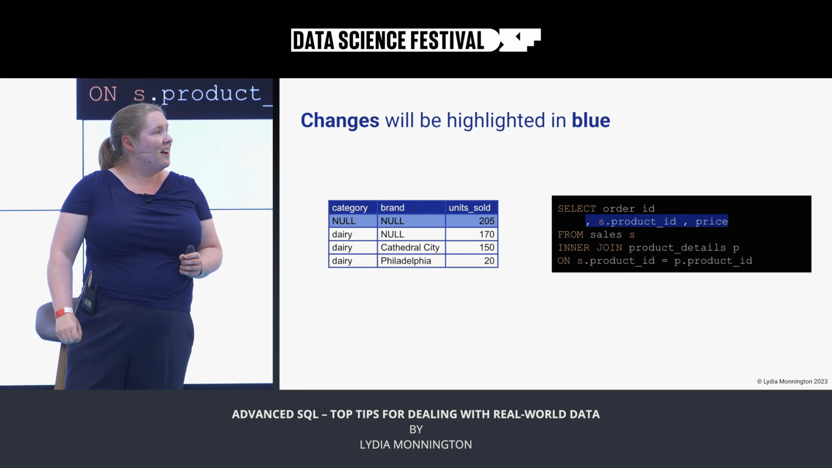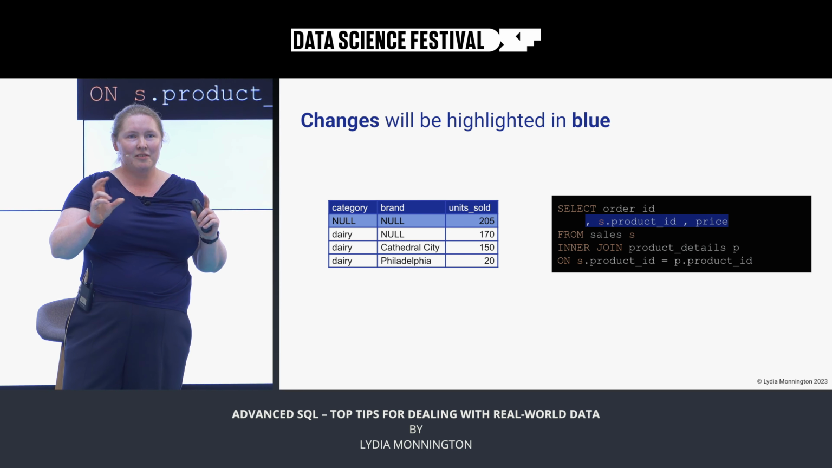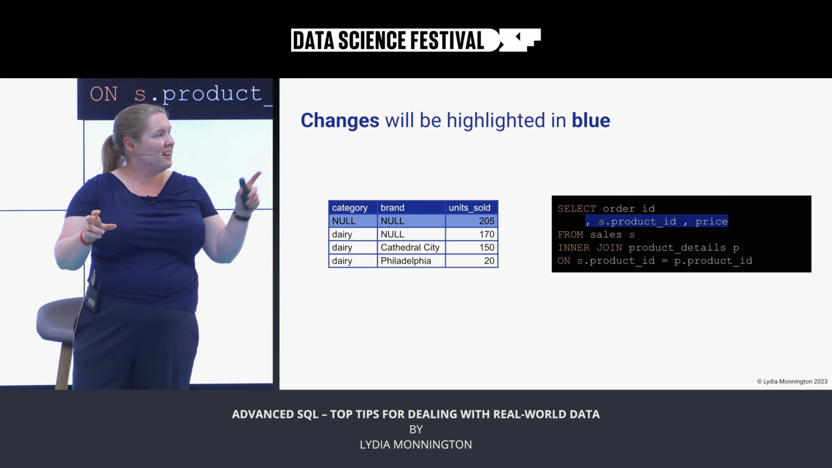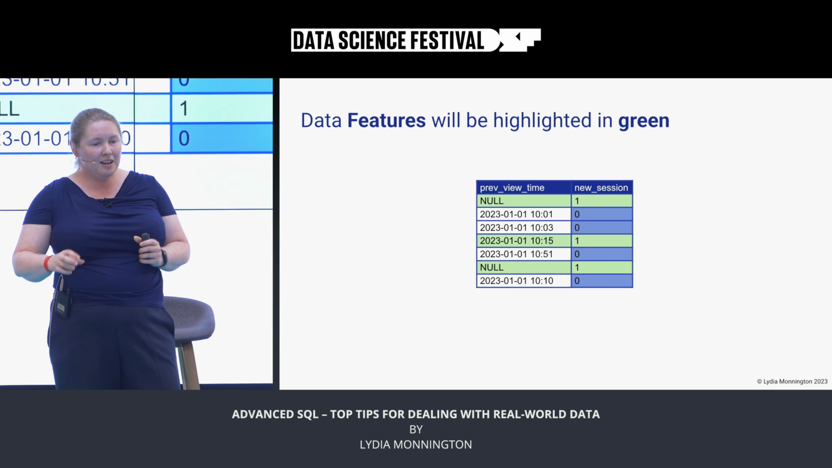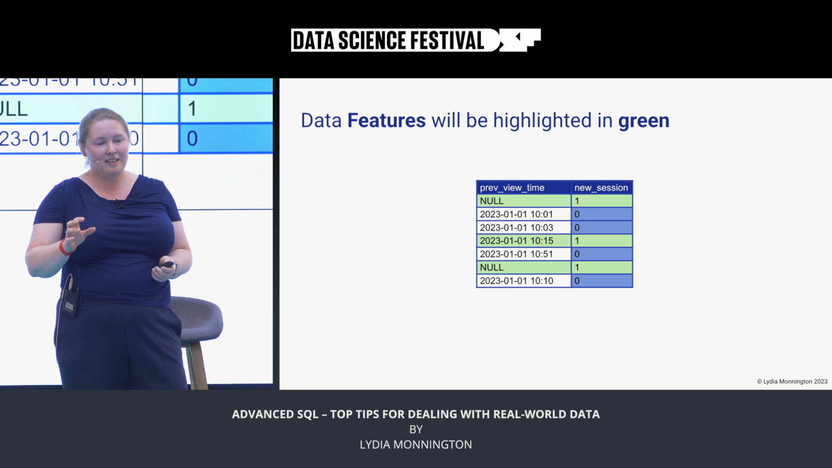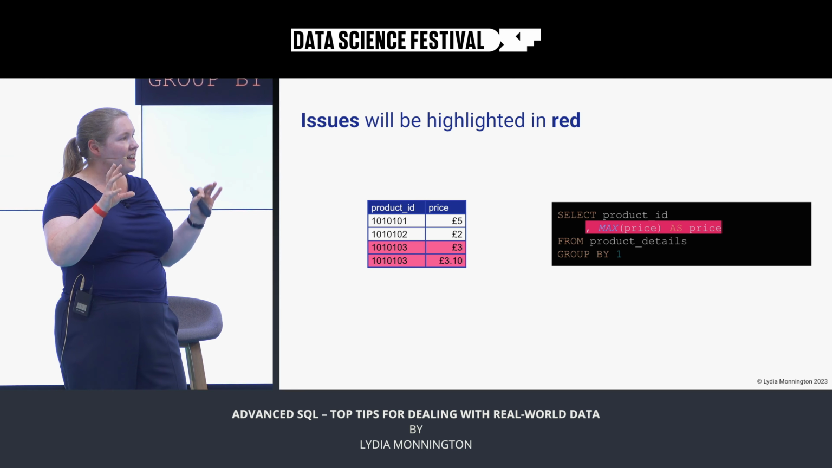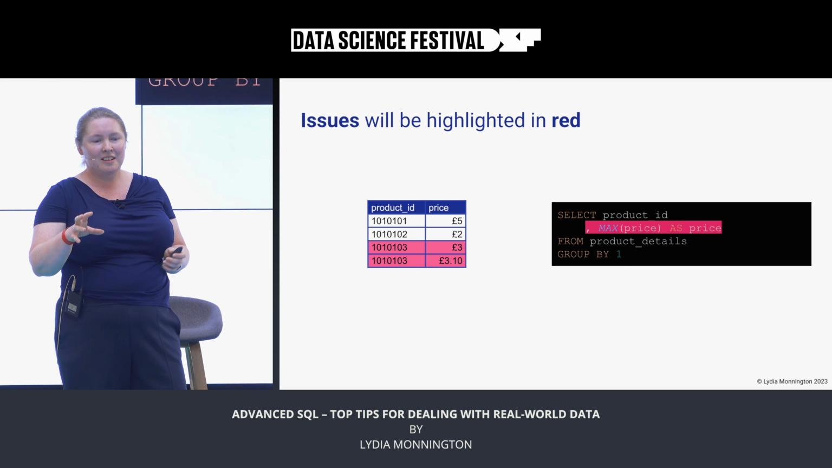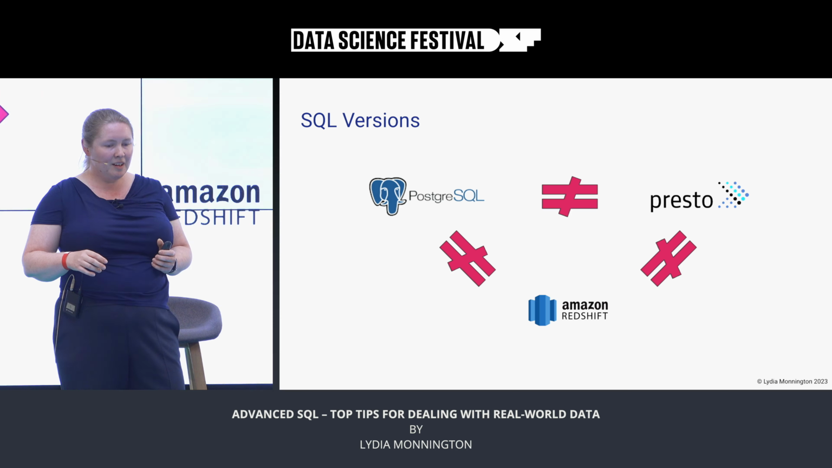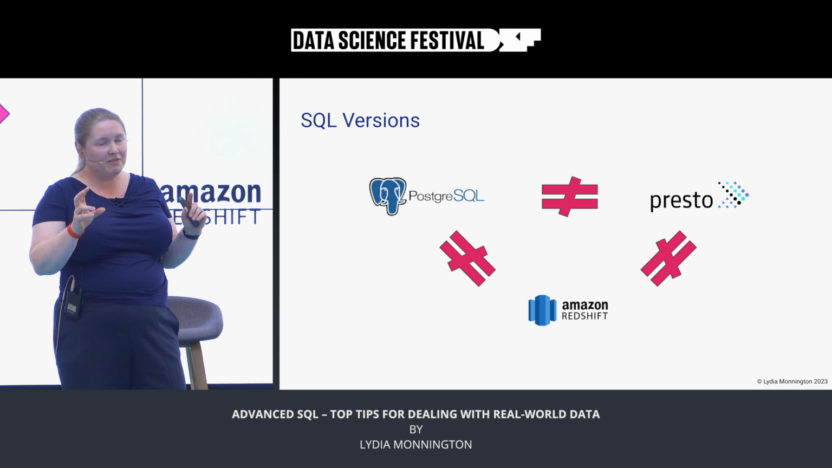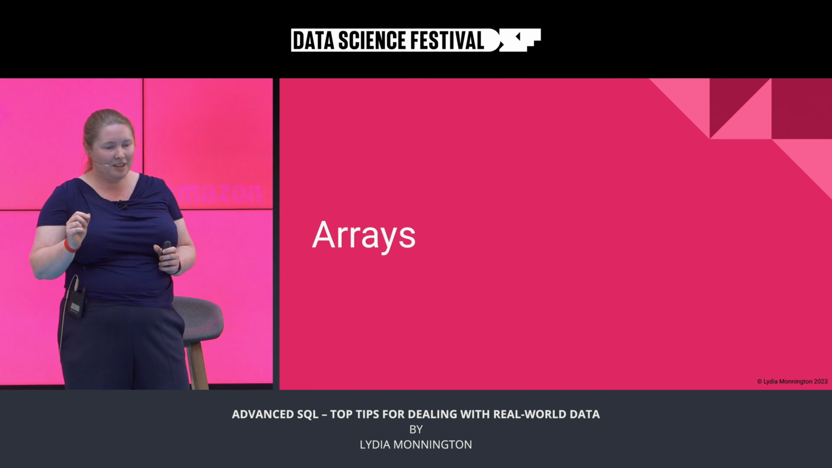Great. Some of the slides have quite a lot of stuff on, so I've tried to make them clearer with highlighting. So things that have changed from the previous slide are usually in blue. Key data features are in green. And things that are issues or errors are in red. So overall, just look at the highlighted areas. Finally, some things are different between SQL versions. I'll try and call that out when that happens.